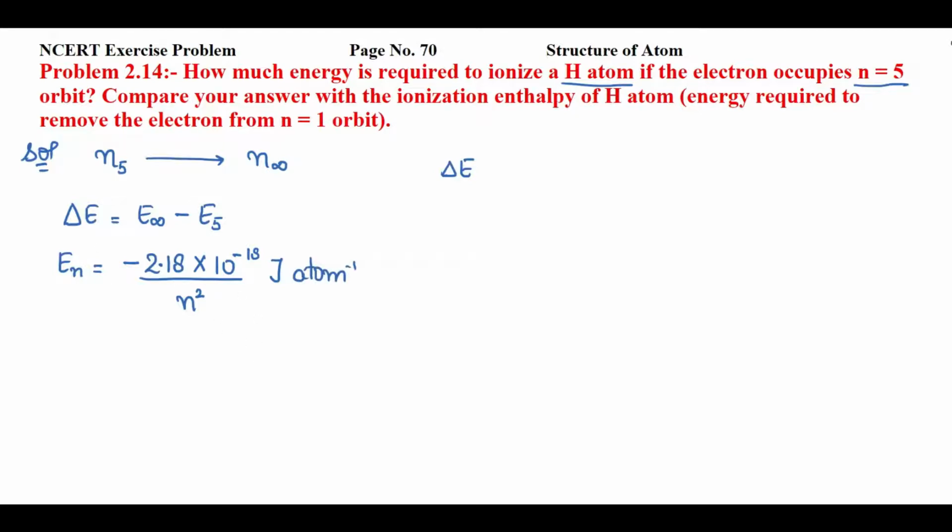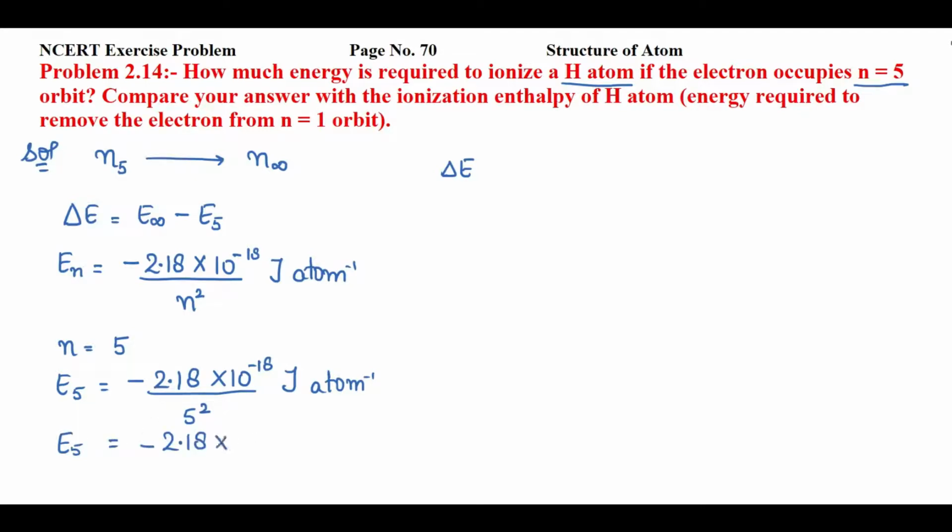First of all, we'll see the energy of 5th orbit, right? In this case, definitely the value of n will be 5, right? So E subscript 5 equal to minus 2.18 into 10 raised to power minus 18 by n's value, that is 5 square joule atom inverse, right? Solve this. So E subscript 5 equal to minus 2.18 into 10 raised to power minus 18 by 5 square, that will be 25 joule atom inverse.